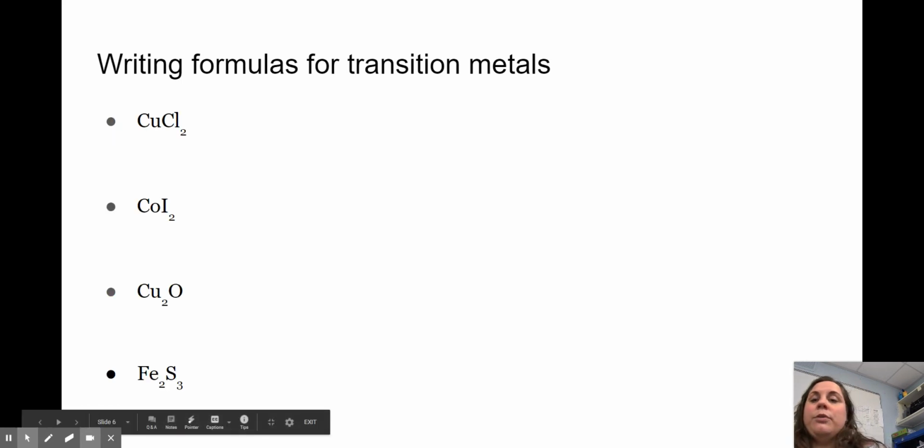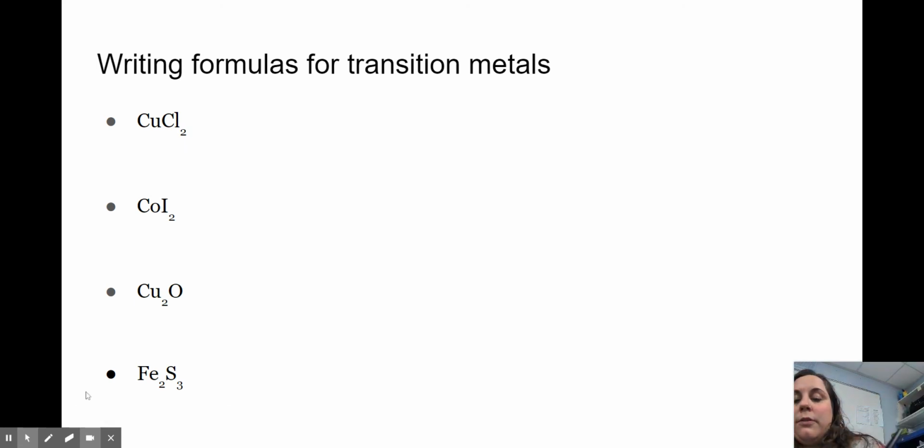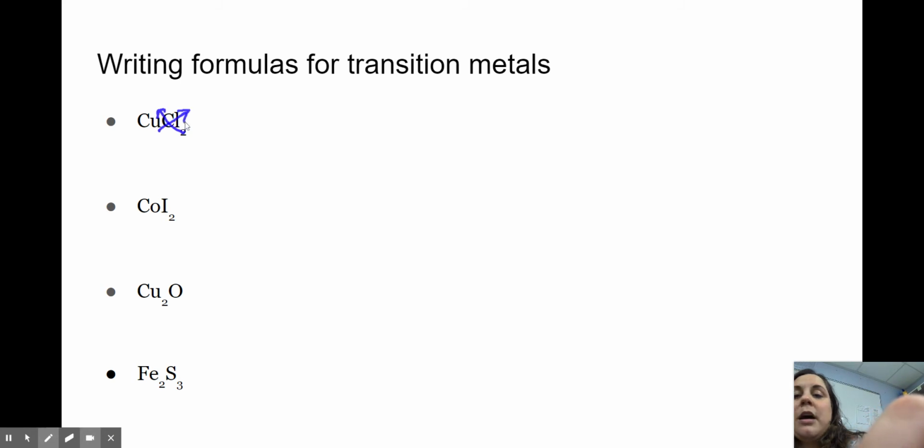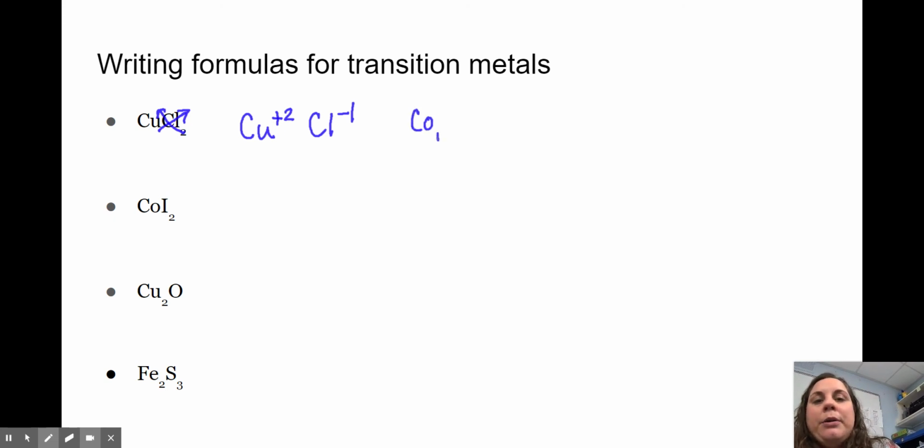So starting off, we have copper and chlorine. First, I want to take and cross up my charges. So this is telling me that copper is +2, chlorine is -1. I need to check my anion. So when I look on the periodic table, chlorine is actually in that right column for it to be -1. So those are correct. So I know that this is correct. So when I write the words out, it's going to be copper, parentheses, 2, chloride.